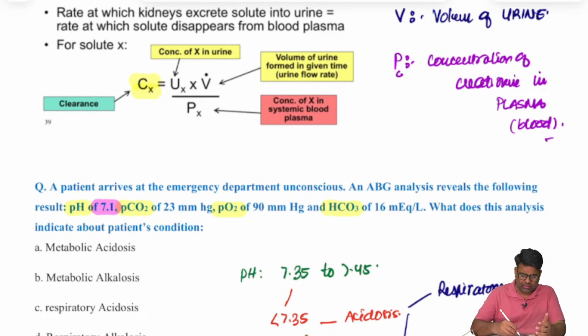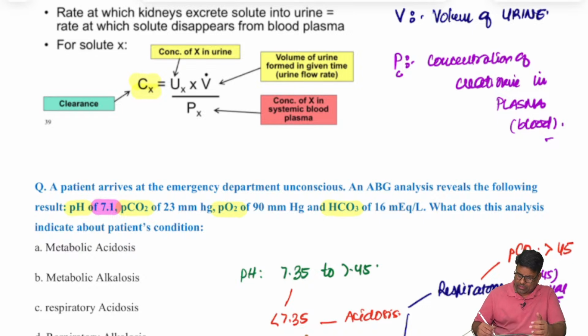Right? So there are two ways. Now, respiratory will be said when PCO2 is more than 45, because the normal value for PCO2 is 35 to 45, right? So this is normal. So if the PaCO2 is more than 45, that is respiratory acidosis.